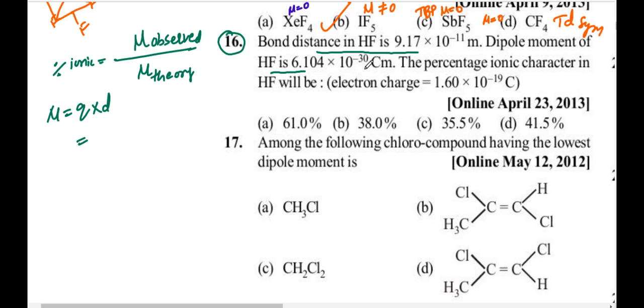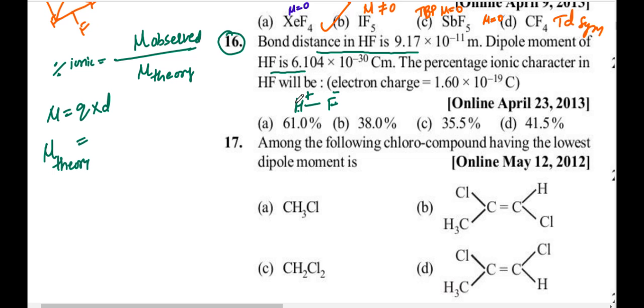Okay, mu observed is given, right? Mu observed is given. Mu theoretical we have to calculate. For that, distance already we know. Then charge also is given. So mu theoretical. See, what is the mu theoretical? Mu theoretical means the electron is completely shifted. Hydrogen and F, one electron is completely shifted from hydrogen to fluorine. We will assume that is the theoretical.